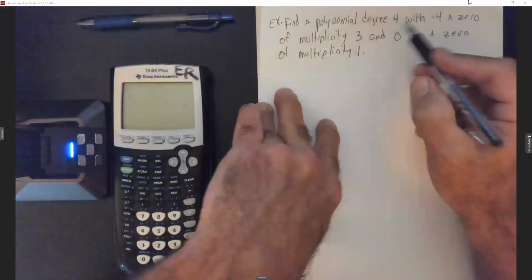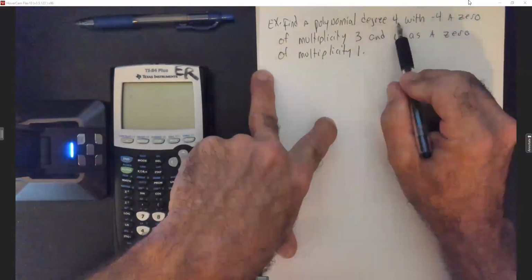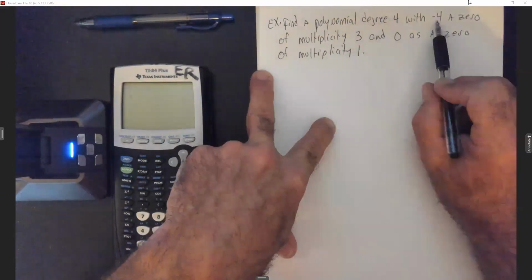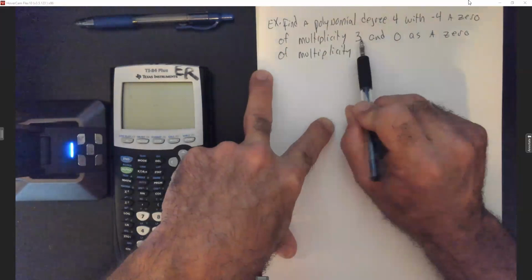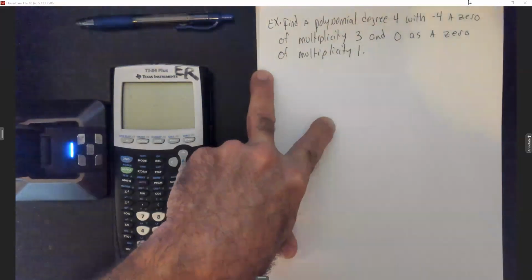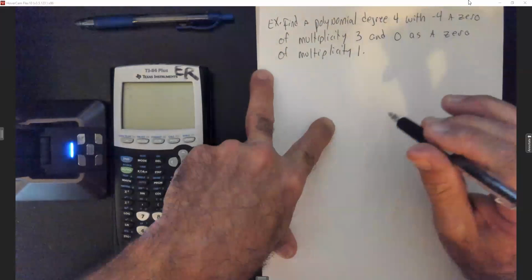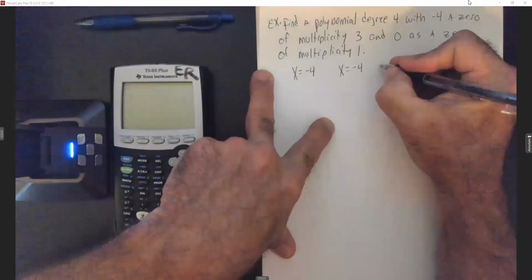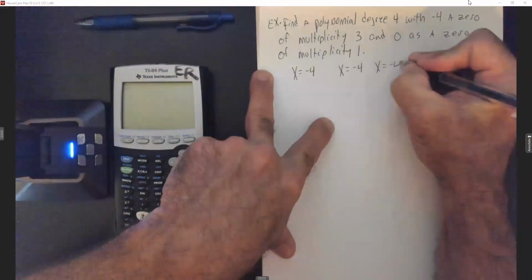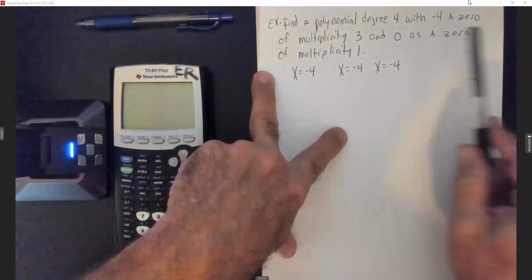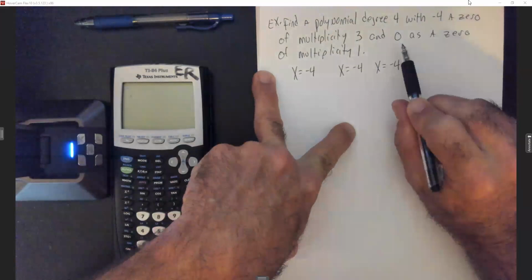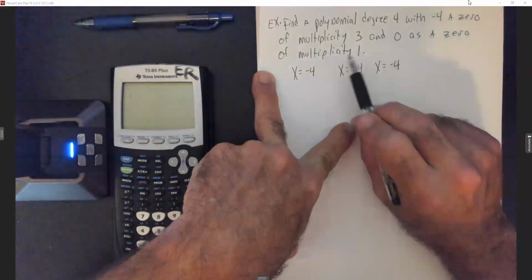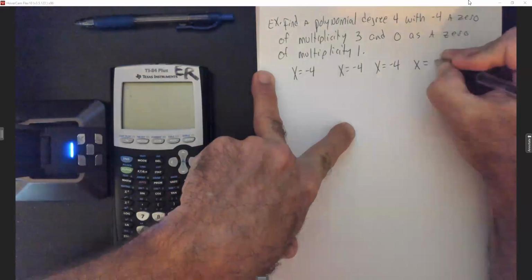So it's a degree 4, so I know it has 4 zeros. And watch this. They said -4 is a 0 of multiplicity 3. Remember, that means that one happens 3 times. So you would have x equals -4, x equals -4, x equals -4. So that's what it means by multiplicity 3, is that 1 zero happened 3 times. And then it says 0 is a 0 of multiplicity 1, so that means that 0 happened 1 time.